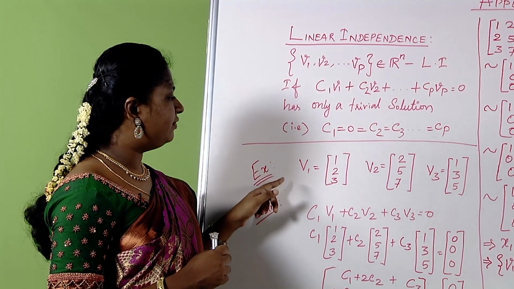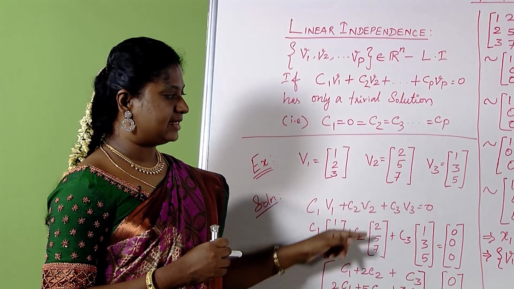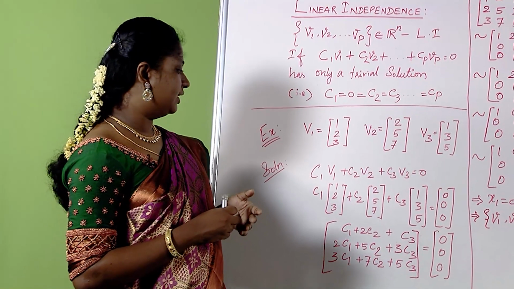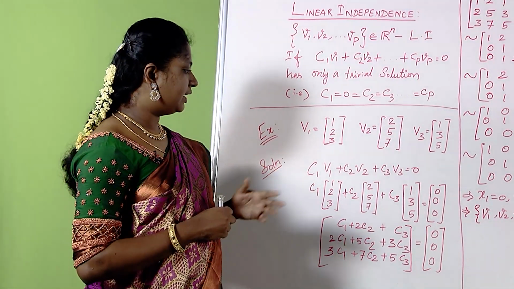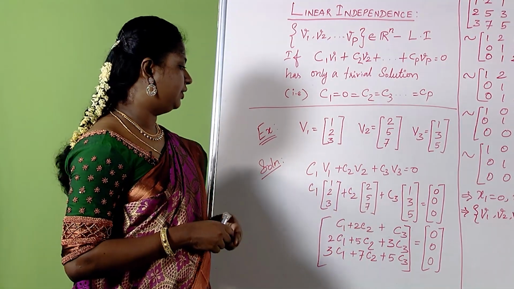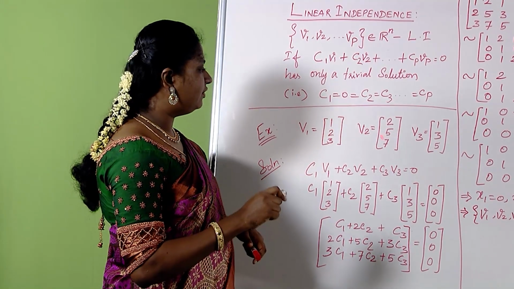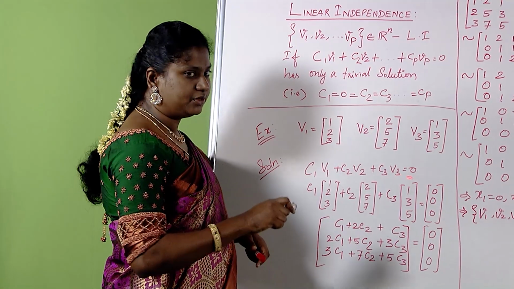We have V1 as the vector (1, 2, 3), V2 equal to (2, 5, 7), and V3 equal to (1, 3, 5). We have to check whether these three are linearly independent or not. So, consider C1 V1 plus C2 V2 plus C3 V3 equal to 0. Here I have substituted the values of V1, V2 and V3, and the right side is the zero vector (0, 0, 0).